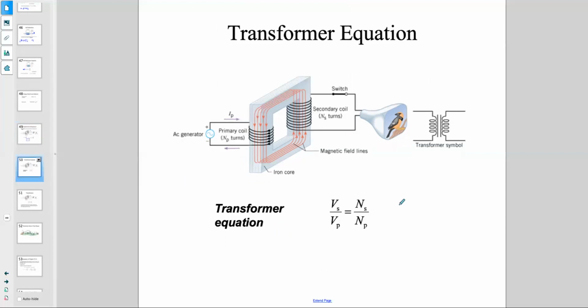And if you compare the voltages, V_S over V_P is again, because this is exactly the EMF, this is the EMF of the secondary, this is the EMF of the primary. Okay? This is exactly the value of the ratio of the number of turns.